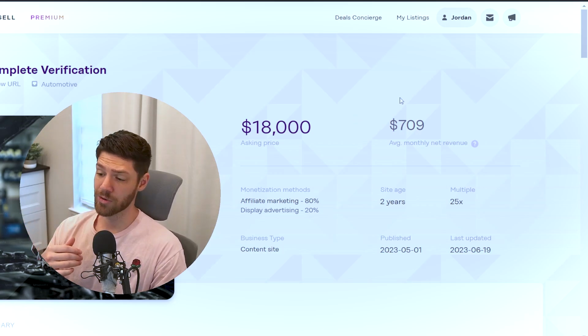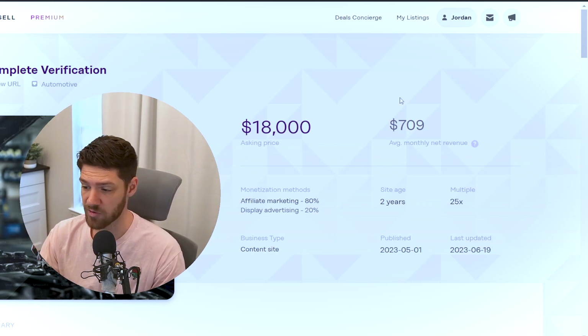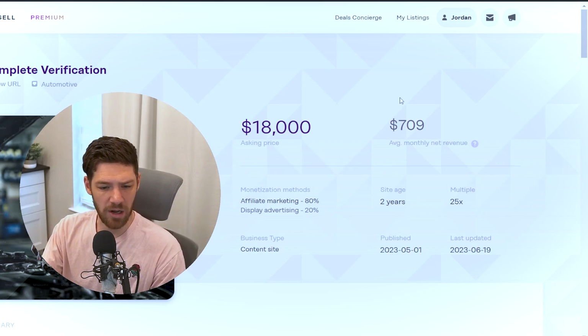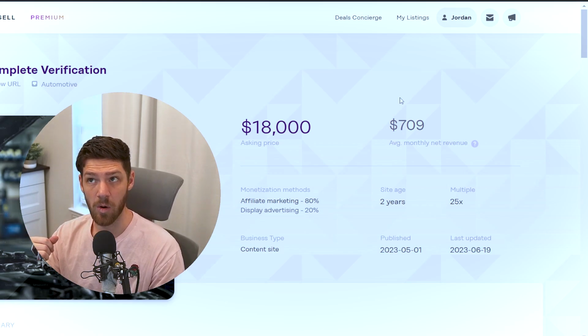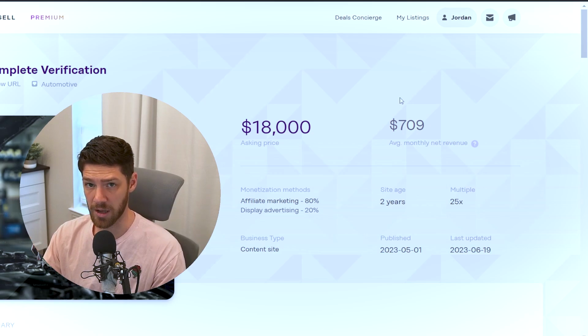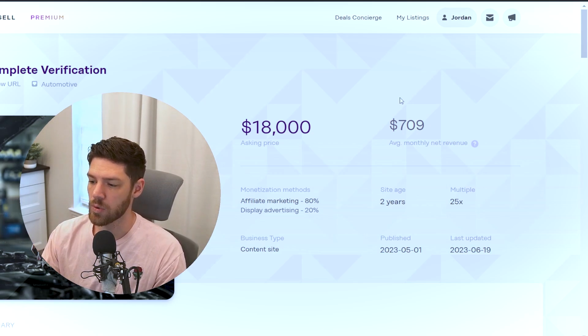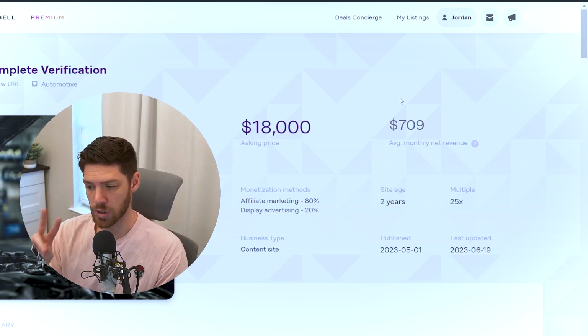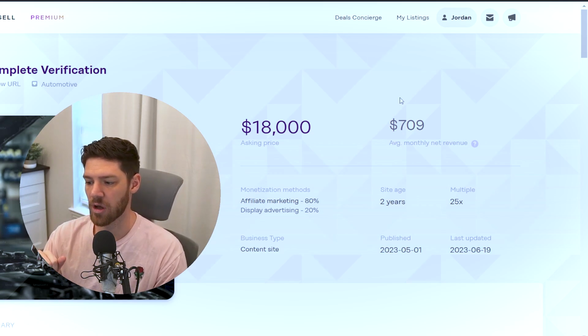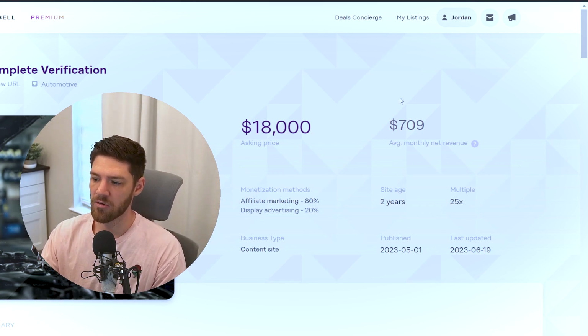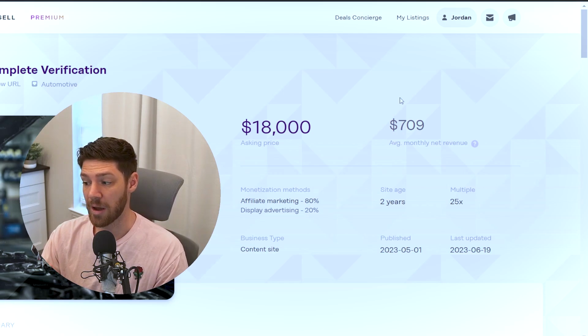So if you're like me and you want to look at this from a return on investment perspective, this site is making approximately $8,500 per year. And if you bought it for $18,000, that would be almost a 50% ROI year over year. And so you would be able to double your money in 2 years, because in 2 years you will have cash flowed approximately $18,000, and then you can actually sell the site for the same price you paid for it. You actually will probably be able to sell it for more than what you paid for it, but you will be able to effectively double your money in about 2 years.